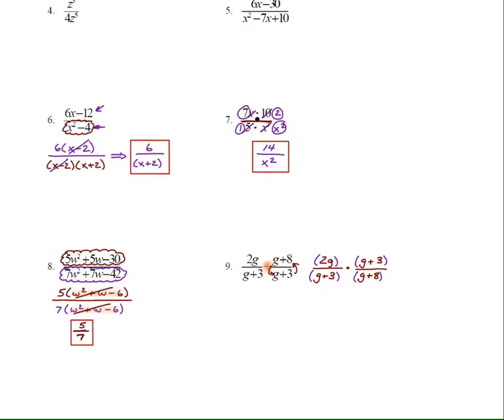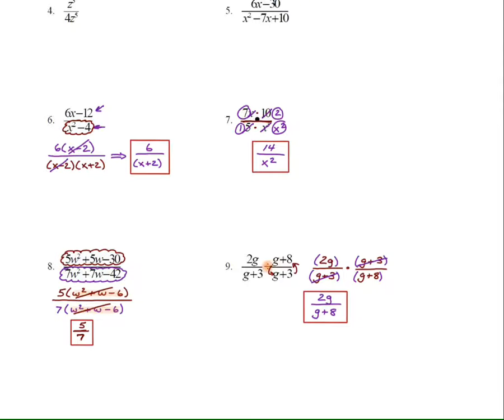I like to think of them as binomials that are connected. So I have the entire binomial g plus 3 that reduces, in the top and bottom, leaving you just 2g in the top and g plus 8 in the bottom. That would be your answer. You don't need the parentheses on those anymore once you've reduced them, but if you had them, it would be the same answer.